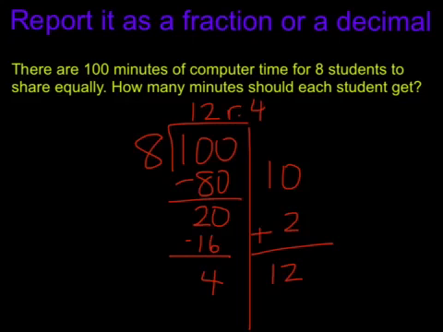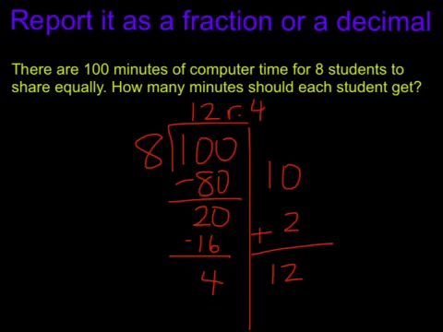So now we have to decide what we're going to do with our remainder. We have a total of 4 minutes left over after we finished our dividing. One thing I can do is I can take those 4 minutes and turn them into seconds and divide those seconds up between the students to figure out exactly how long they're going to get.